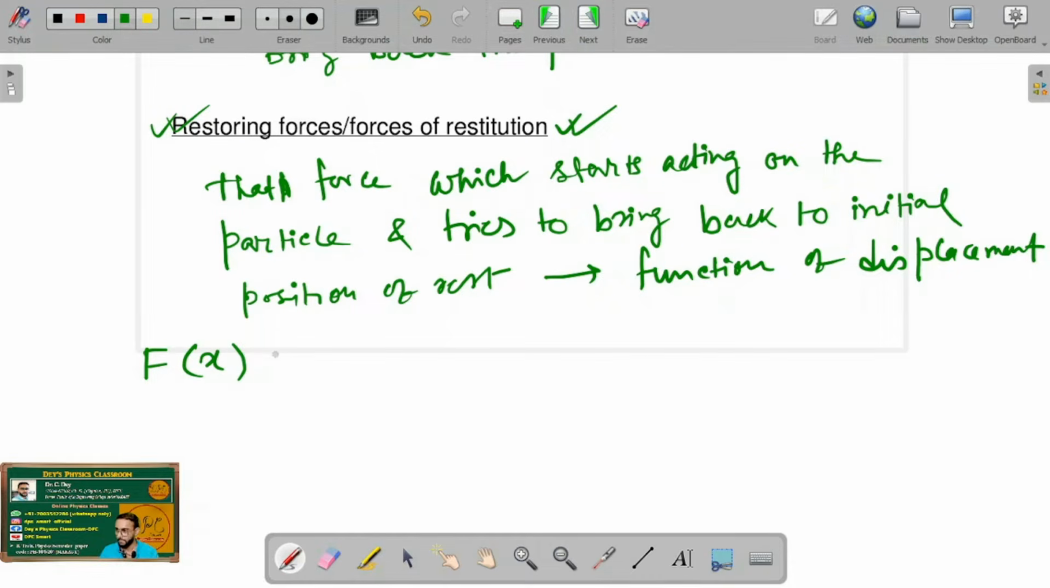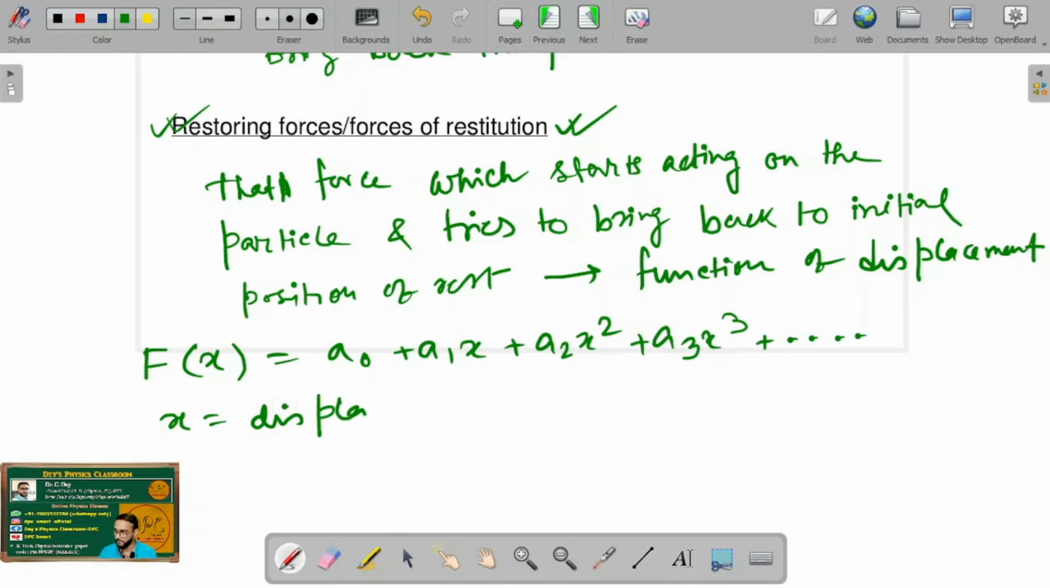So it is a function of x, and we can express the general form of the restoring force in a polynomial form, that is a0 plus a1x plus a2x square plus a3x cube and so on, where x is displacement, and a0, a1, a2 all are constants.